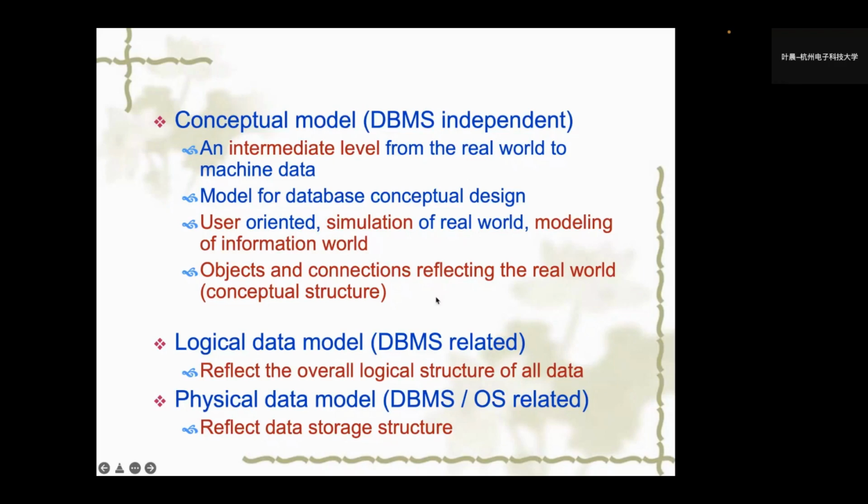And the data model we need to study in this course contains these two parts. The first is the logical data model, which is always related to the DBMS. It reflects the overall logical structure of all the data. And another one is the physical data model, which is also related to the DBMS and also to the operating system. So it is related to all these tools, and it reflects the structure of the data storage. That means it reflects how you store the data physically.